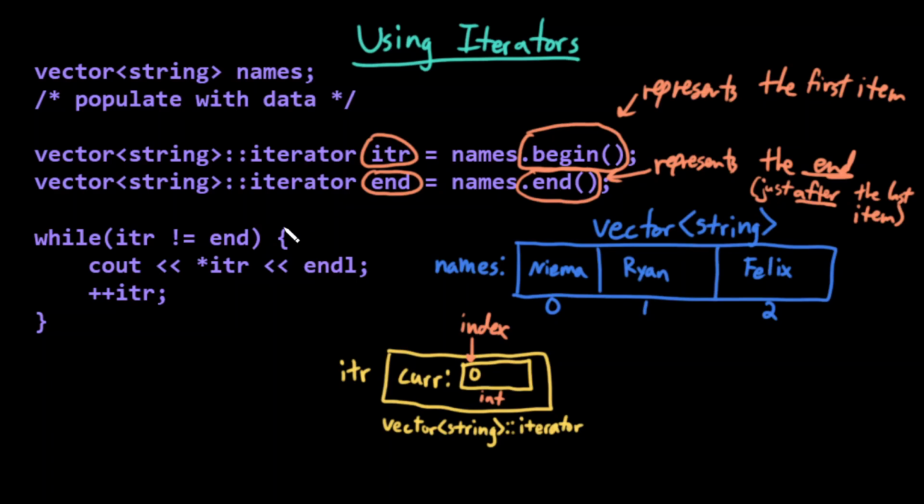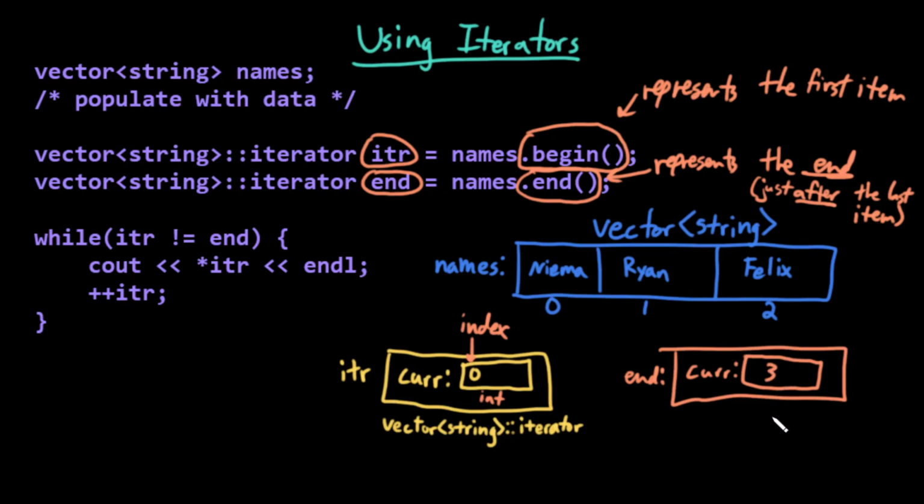So then I have a while loop. Actually, let's draw what end would look like in this example. So let's say this is end, and it's an iterator, so it also has some current indicator. But just after the last element, which is at index 2, this would have index 3. And again, this is a vector string iterator. So while iterator is not equal to end, I would have an overloaded inequality operator that in this case would check the current variable. 0 is not equal to 3, so my condition is true.